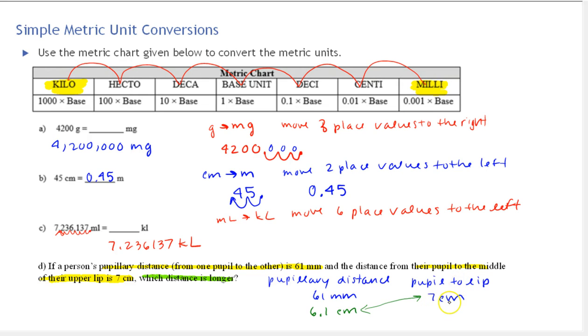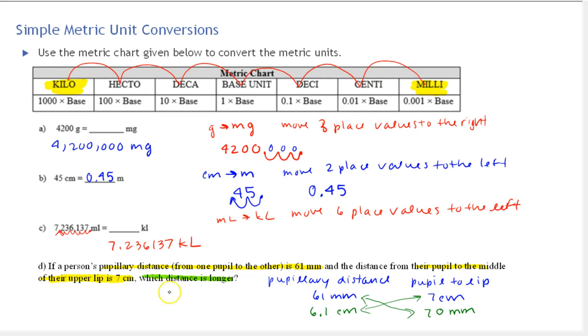Let's just change centimeters to millimeters. So to go from centimeters to millimeters, you move the decimal 1 place to the right. So this is 70 millimeters. And comparing that to 61 millimeters, we know 70 is bigger. So that confirms our previous answer.